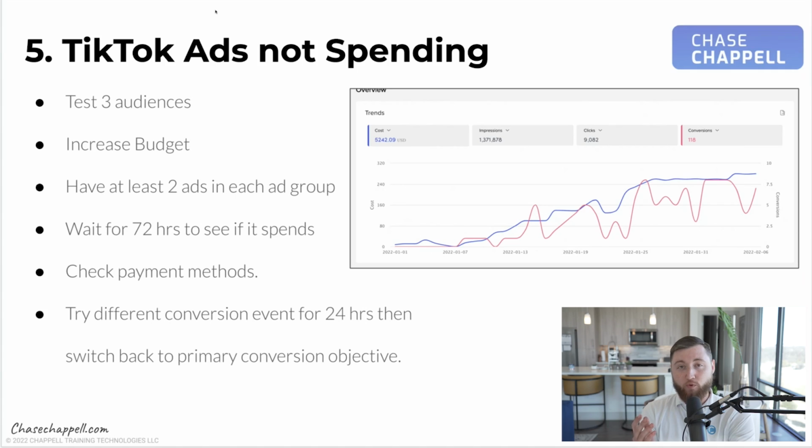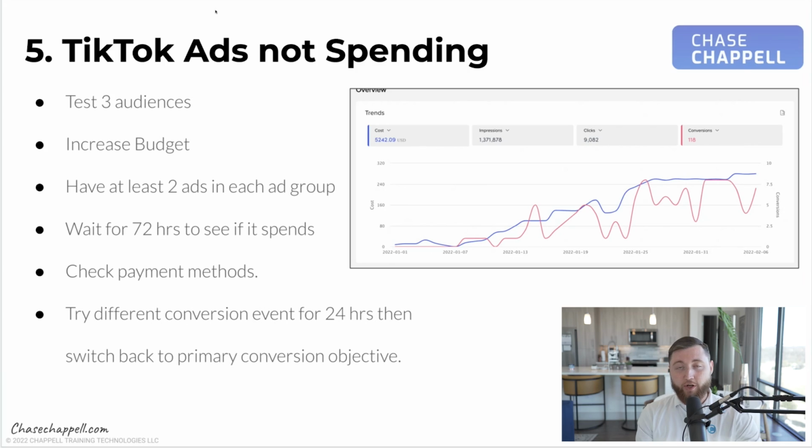The next thing is wait for 72 hours. Sometimes the system will spend a little bit of money each day and then finally will start to really start spending on that 3rd day. So definitely give it enough time to really have some delivery. It will be very slow in the beginning, but once it's spending, it will spend.